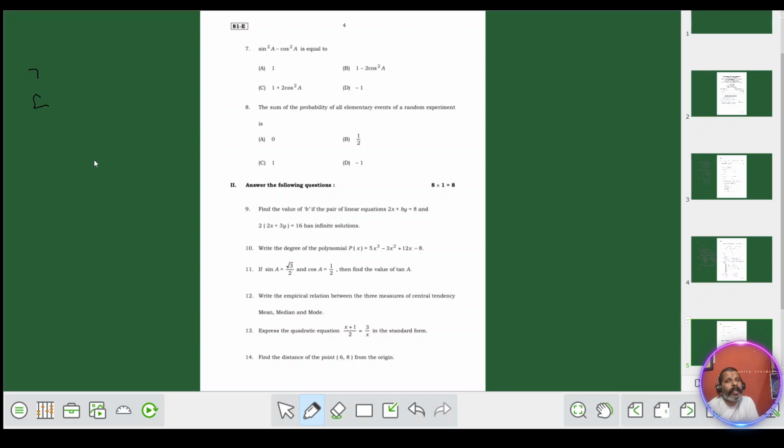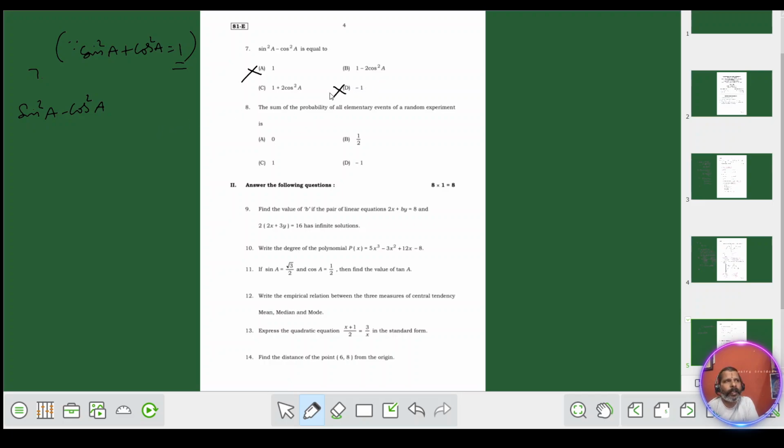Don't get embarrassed and answer 1, because we don't have a direct formula for sin square A minus cos square A. We know that sin square A plus cos square A is equal to 1. So don't just jump and answer 1. No, it's wrong. Definitely 1 is not the answer. Minus 1 is not the answer. Either of these two should be the answer.